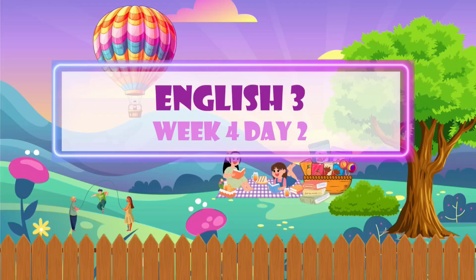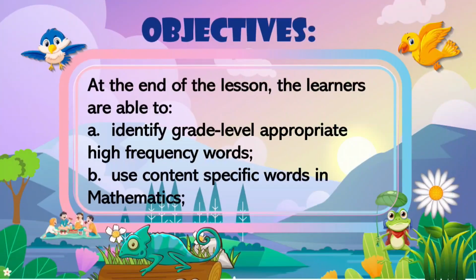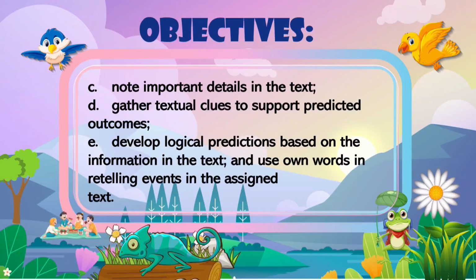English, Grade 3, Quarter 1, Week 4, Day 2. Objectives. At the end of the lesson, the learners are able to identify grade-level appropriate high-frequency words, use content-specific words in mathematics, note important details in the text, gather textual clues to support predicted outcomes, and develop logical predictions based on the information in the text, and use own words in retelling events in the assigned text.